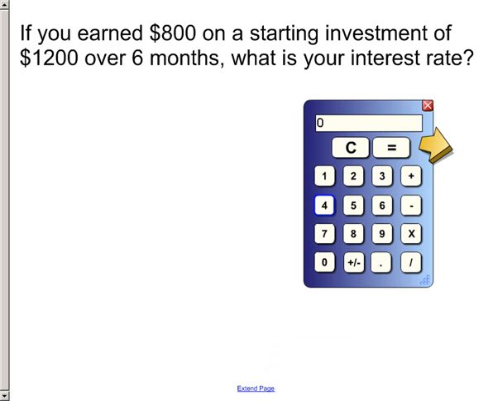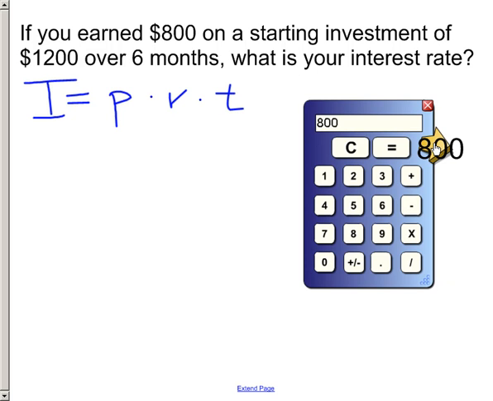So again, I have my formula. I equals P, the principal, times R, the rate, times time in years. Let's plug in the numbers that I have. I earned $800, so I earned $800 interest. So that's going to be my I. So $800. Let's get that number to put over here.